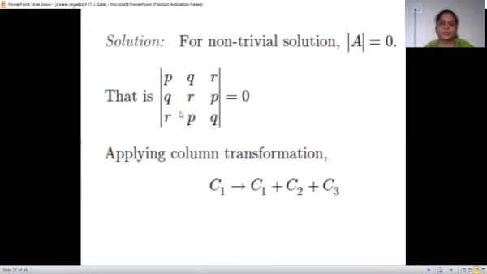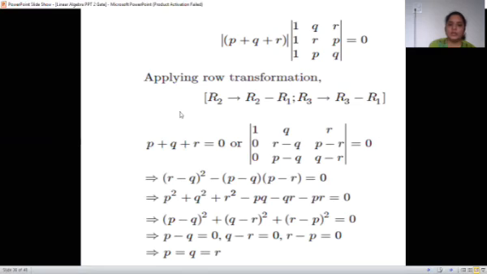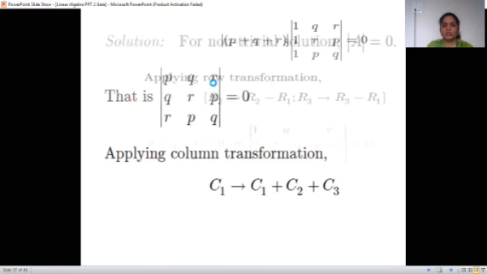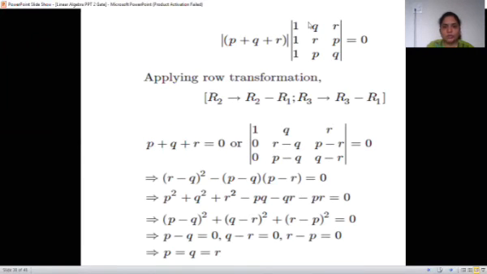Then apply some transformations and solve this matrix. What we do here is add the second and third columns into the first column. What we are doing for the first column is adding all three columns together. So the first column will be P plus Q plus R, the second and third will be as they are, and after that we take P plus Q plus R outside. So here it is 1, 1, 1. Then it is equal to 0.